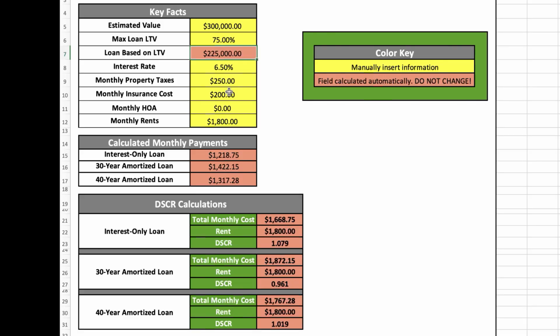So at 75%, we lowered it 5%. Our loan went down to $225,000, but we see on the 30-year amortized, it's still lower than 1-to-1 on the DSCR ratio. And this is where we get into talking to people about qualifying the property. Yeah, they may want to put down 20% or 25%, but the property itself with today's rates, taxes, and insurance also has to qualify, meaning it's 1 or greater.